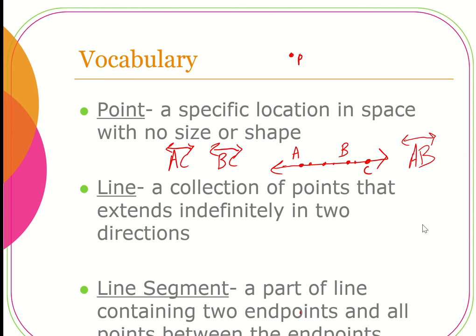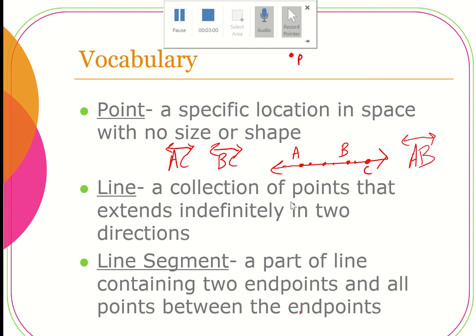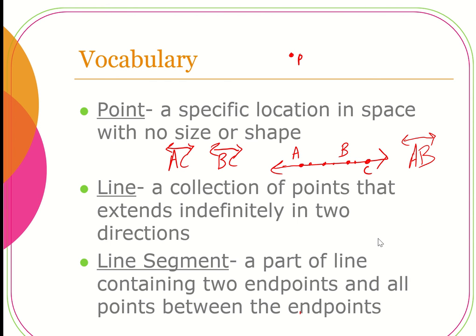A line segment is a part of, let me correct this a little bit. So a line segment is a part of a line containing two endpoints and all the points between the endpoints. So looking up at our figure above, we have point A, and let me get rid of those points that I added in there. I'll just make point A, B, and C bigger. So there's point A, there's point B, there's point C.